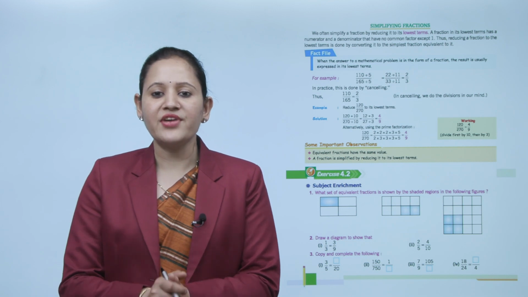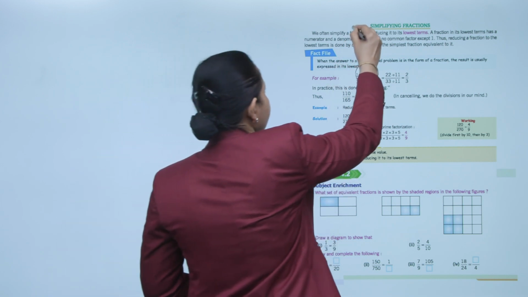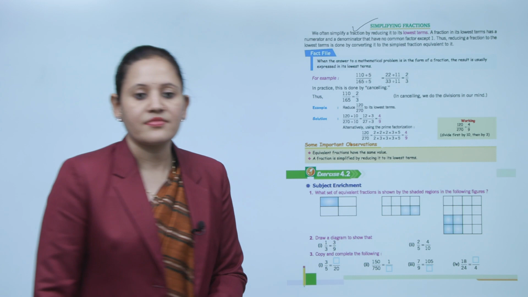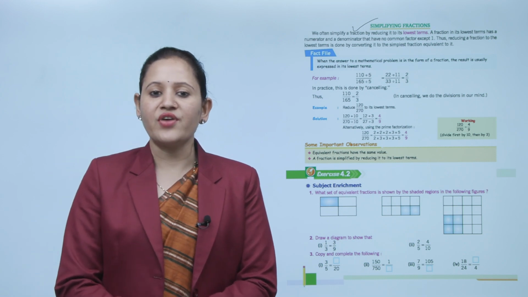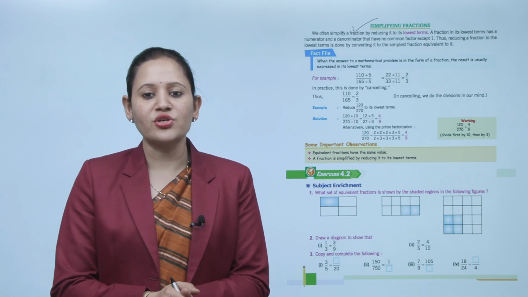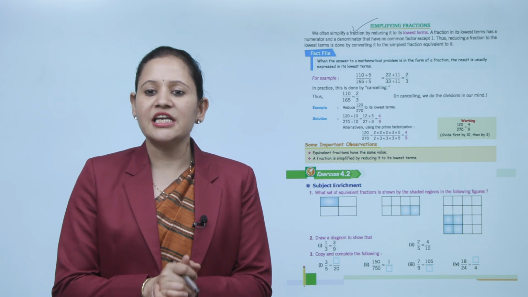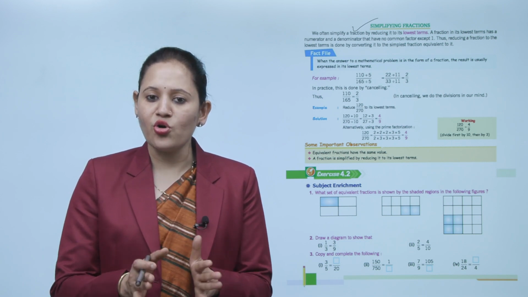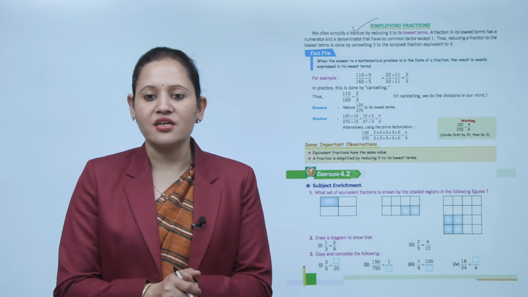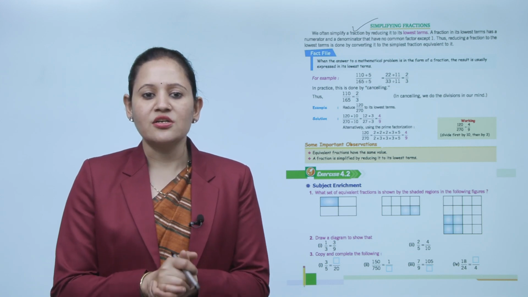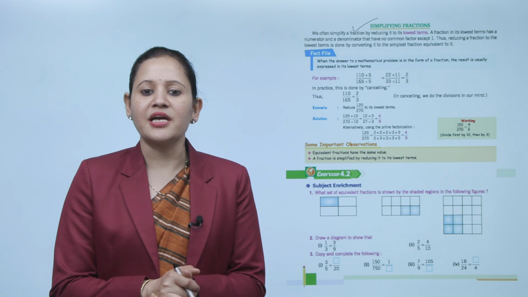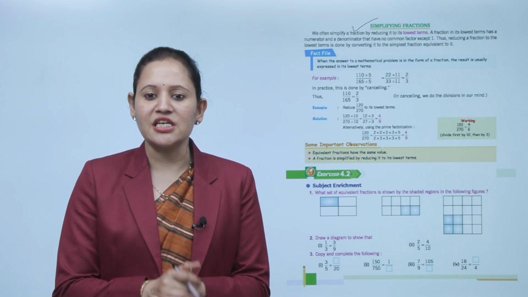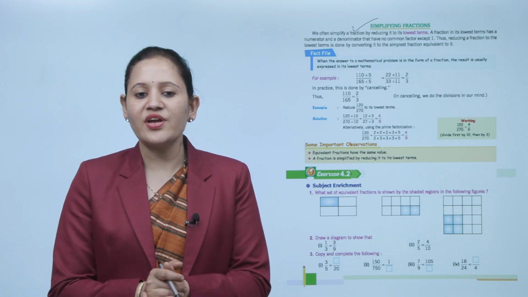Next is simplifying fractions. We often simplify fractions by reducing them to the lowest term. A fraction in its lowest term has a numerator and denominator that have no common factor except 1. Thus, reducing a fraction to its lowest term is done by converting it to the simplest fraction equivalent to it. Next is the fact file.